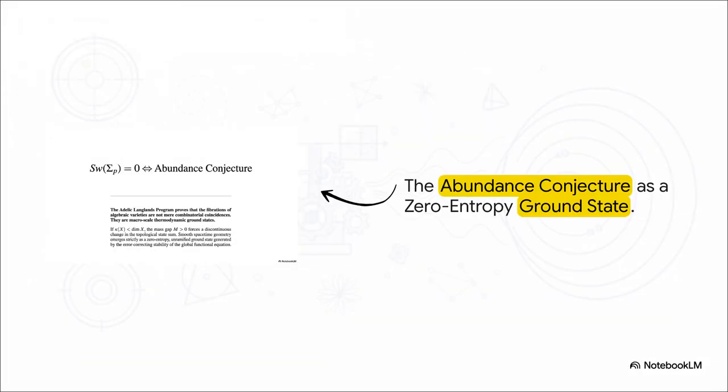And this brings us to the grand conclusion of this explainer. The exact mathematical requirement that forces the Swan conductor to 0 to eliminate the mass gap anomaly is the exact same requirement that proves the abundance conjecture. The minimal model fibrations of algebraic varieties aren't just combinatorial tricks. They are macro-scale thermodynamic ground states driven entirely by the functional equation's absolute need for stability.